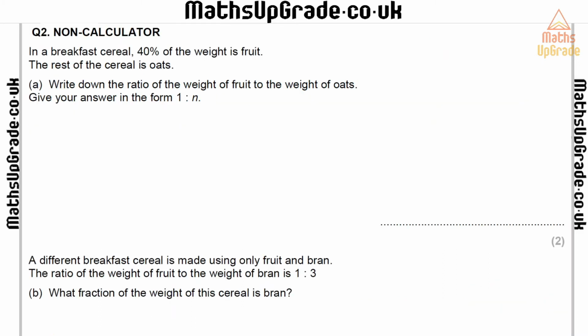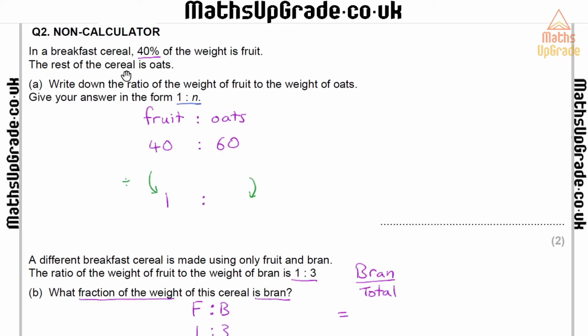In question 2, I'm told that in a breakfast cereal, 40% of its weight is fruit. The rest of the cereal is oats. I need to write down the ratio of the weight of fruit to the weight of oats. Give my answer in the form 1 to n. So this form here is known as unitary form. I've got to have a 1 on the left hand side, and I can have any number I want, including a decimal, on the right hand side.